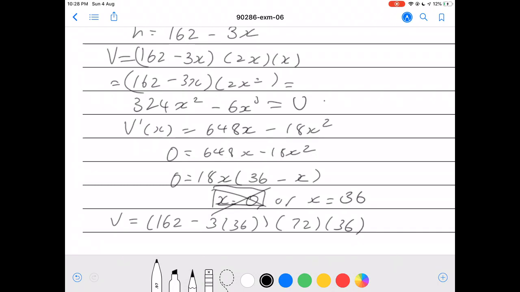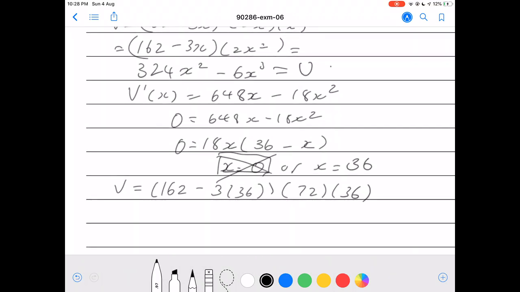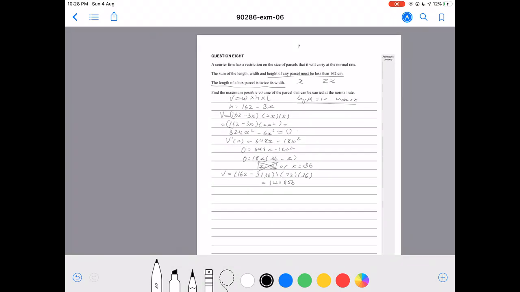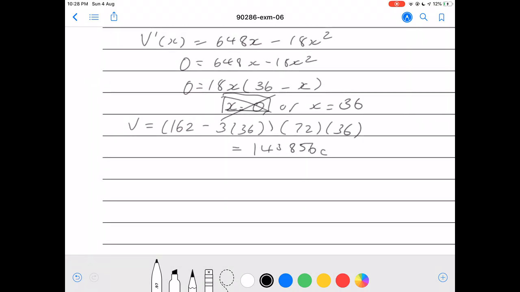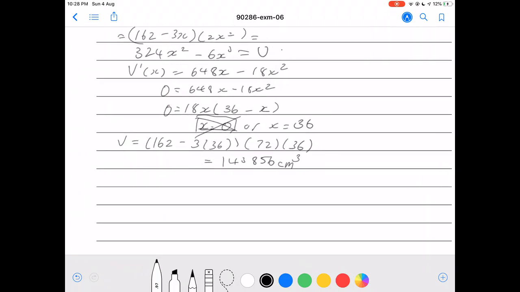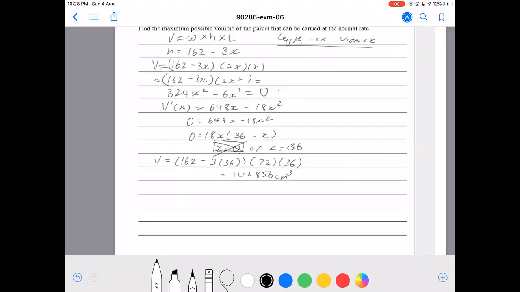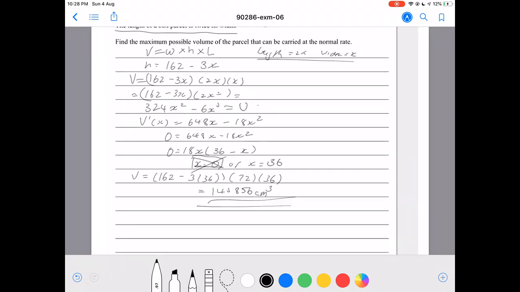So 162 minus 36. Okay, so times 74 times 36. Your answer should come out to be 143,856. Oh, was it in centimeters? Yes, it was in centimeters. So centimeters cubed. And that should be your final answer. Just let me double check. Yeah, that should be your final answer there.